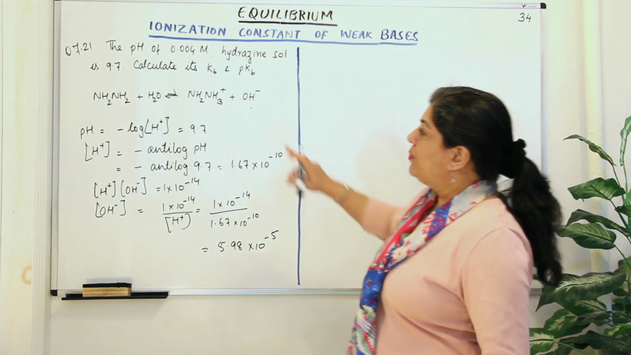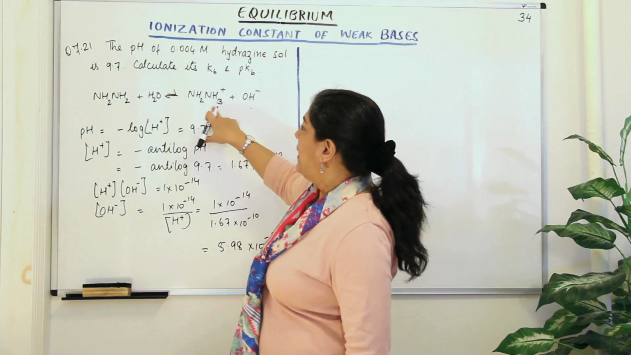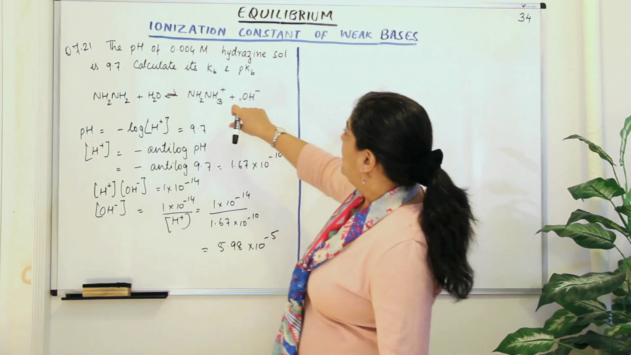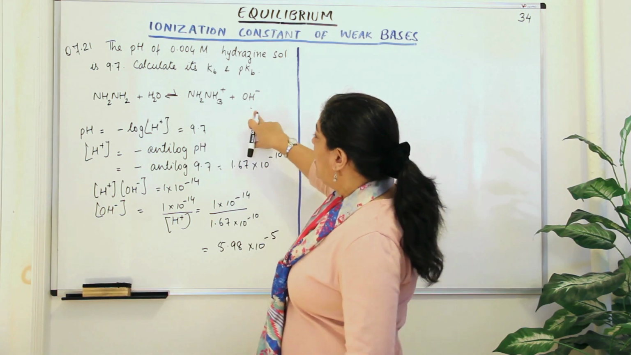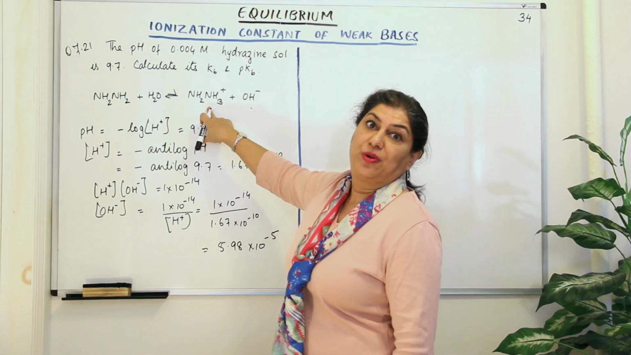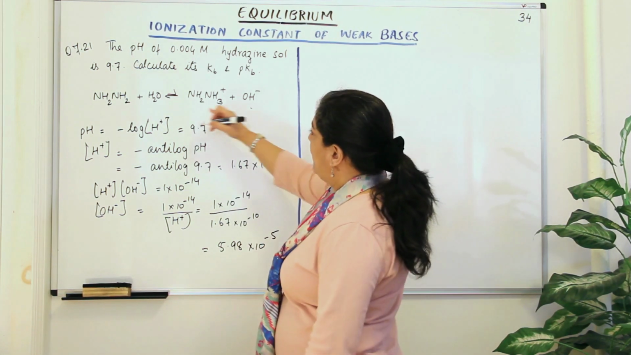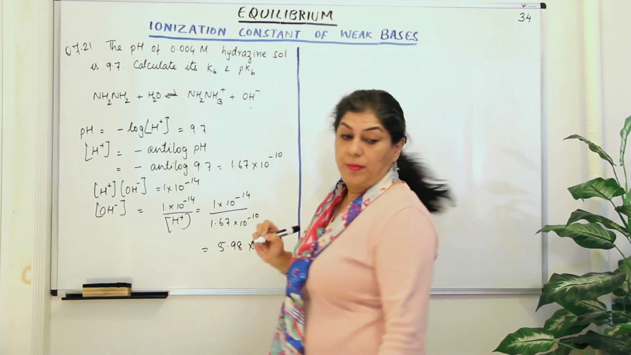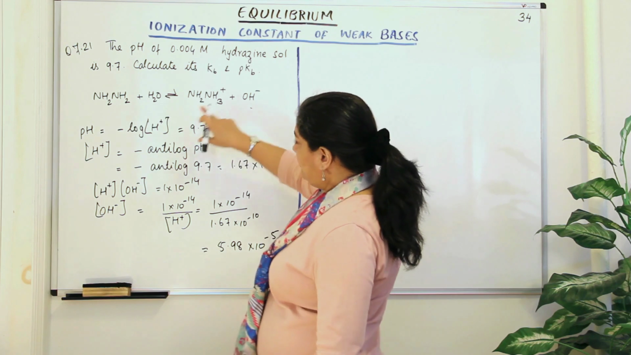Now, according to the balanced chemical equation, the concentration of NH2NH3 positive, that is the hydrazonium ion, and OH negative is equal. Therefore, this is also the concentration of NH2NH3 positive. And what is the question? You have to find out Kb.